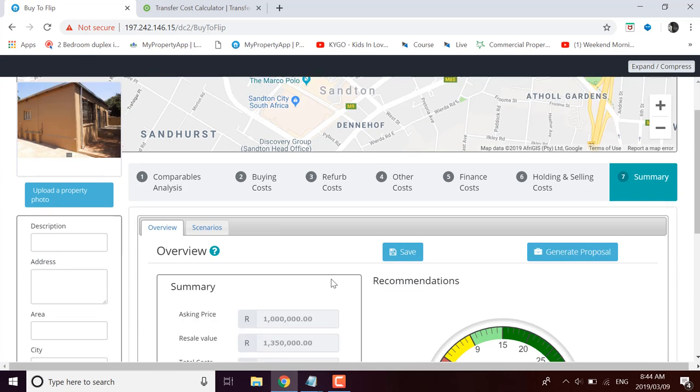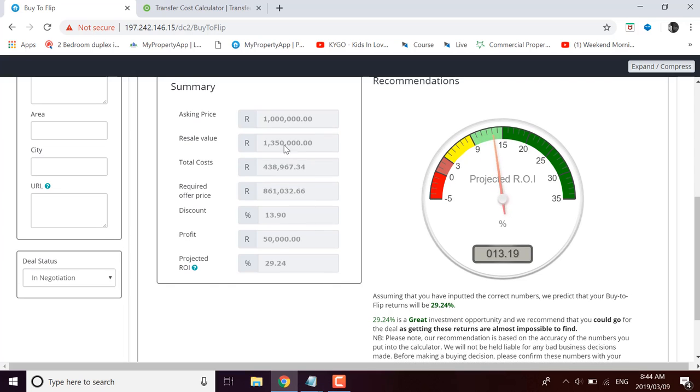Summary. Now, this is where it's going to tell us what we need to do. So if the asking price is 1 million, the resale value is 1.3 million, and our total cost in the deal is 4,385, we need to offer 860,000 Rand in order to make a profit of 50,000 Rand. If you make a profit of 50,000 Rand, your return on investment will be 29.